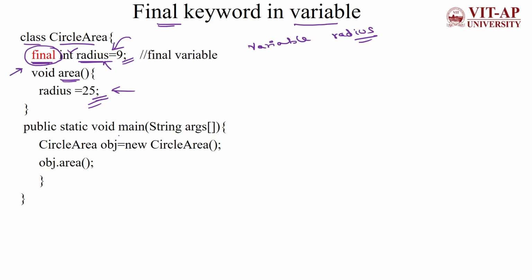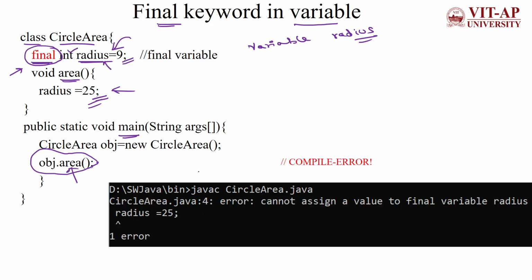When you apply the object variable to call the area method, we will get a compile time error. You see the error showing here: we cannot assign a value to a variable that is already declared as final. The variable name is radius, which is showing the compile time error. So if the variable is declared as final, then we cannot change the value of that particular final variable.